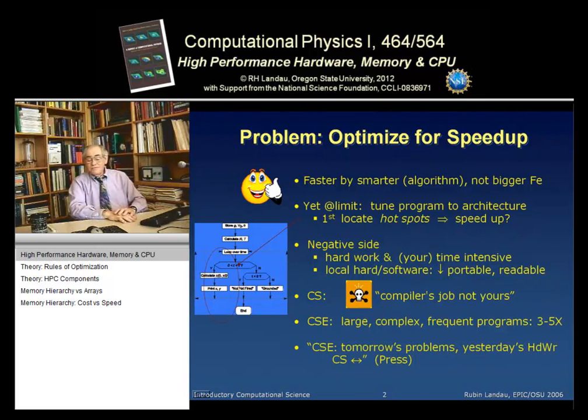Finally, to give you some enjoyment of the kind of controversy that goes on in the different communities, Press, who's had one of the most influential books on the subject matter, has a quip in it and says, computational scientists solve tomorrow's problems with yesterday's hardware. Computer scientists seem to do it the other way around. You should look at that. So let's now move on to slide 3.